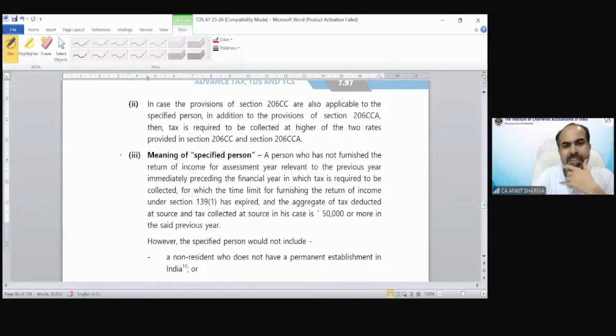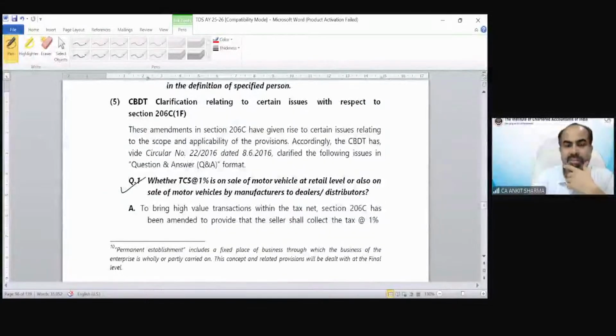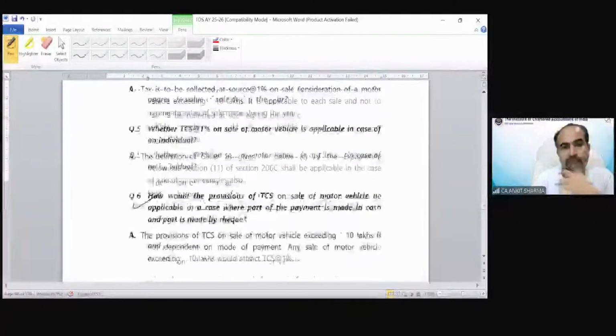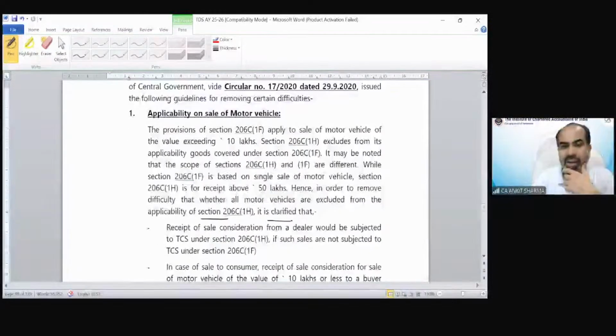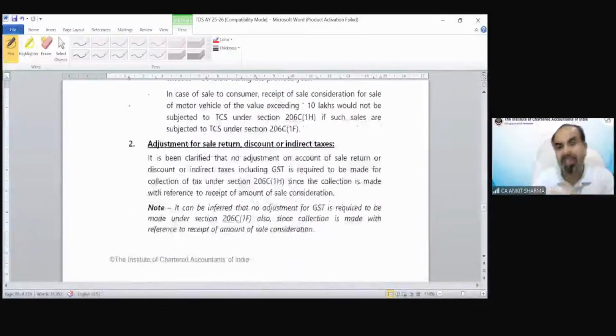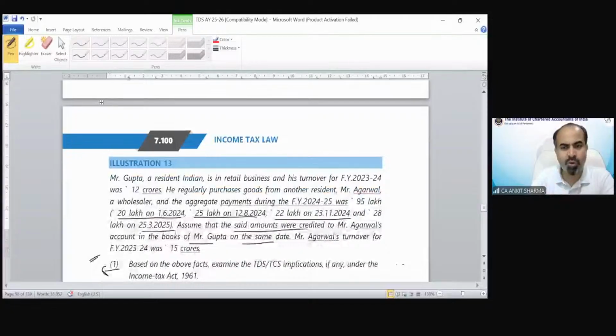The meaning of a specified person, you can go through it. There are some more guidelines and clarification. You have to go through it yourself. Clarification for applicability on sale of motor vehicle case with other TCS provision, adjustment for sale return, basic provisions are there. You can go through it. You can read it yourself.